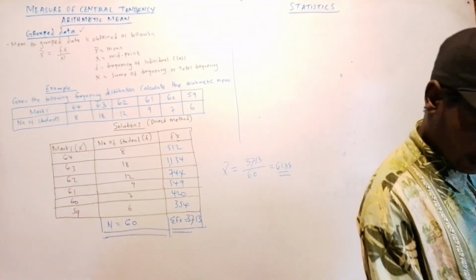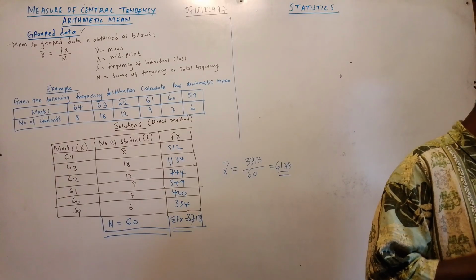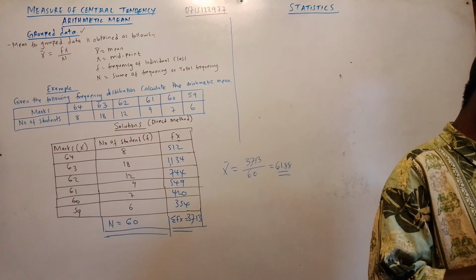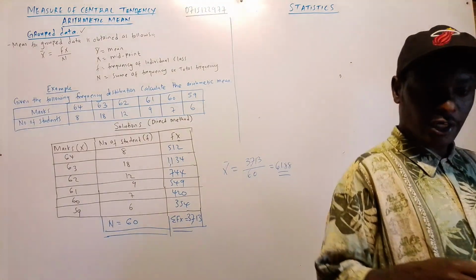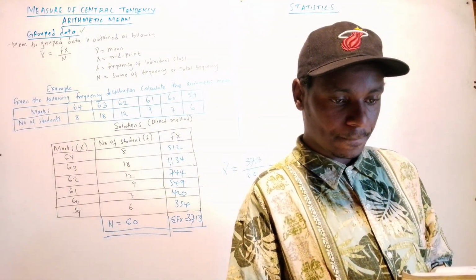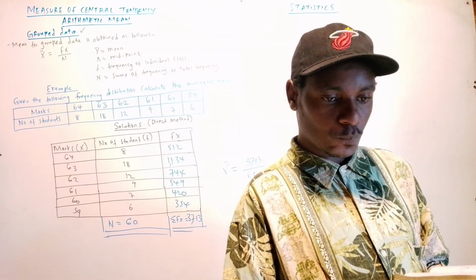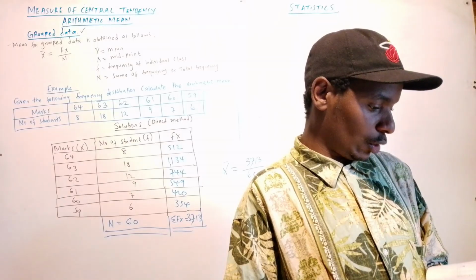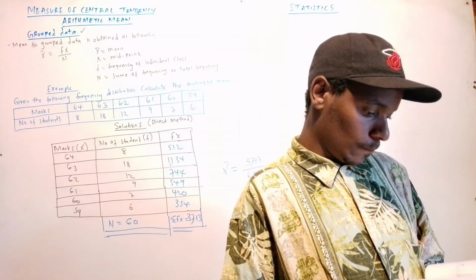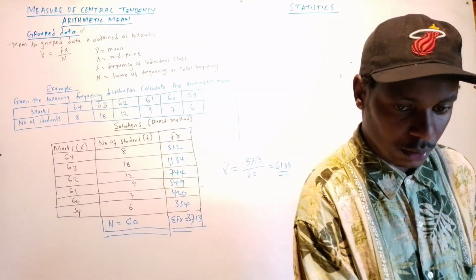That being said, I think we can progress to another question. Let's do one for continuous data. In case we have grouped but continuous data, how do we do it? Let us do it.